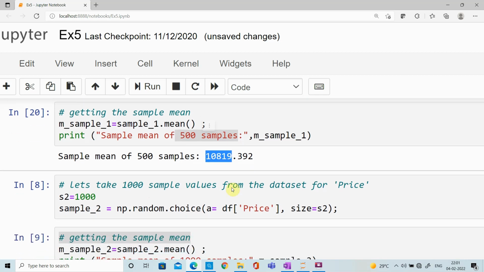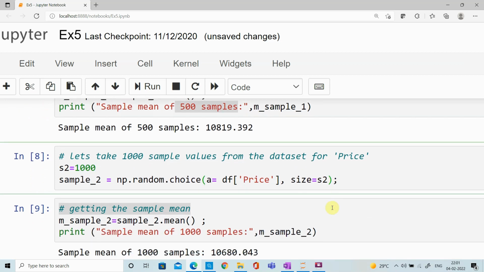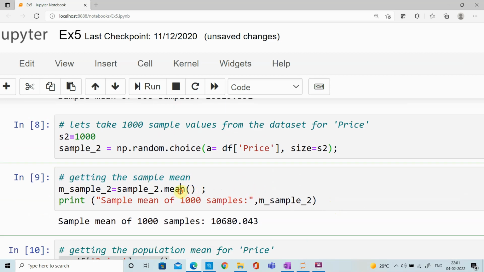And now what I am going to do is take another set of 1000 samples out of the 1436. Same thing, you are using a random choice in the price column. Instead of using 500 samples, now we have selected 1000 samples. And for the 1000 samples also, we are going to calculate the mean. That is also around 10,680.